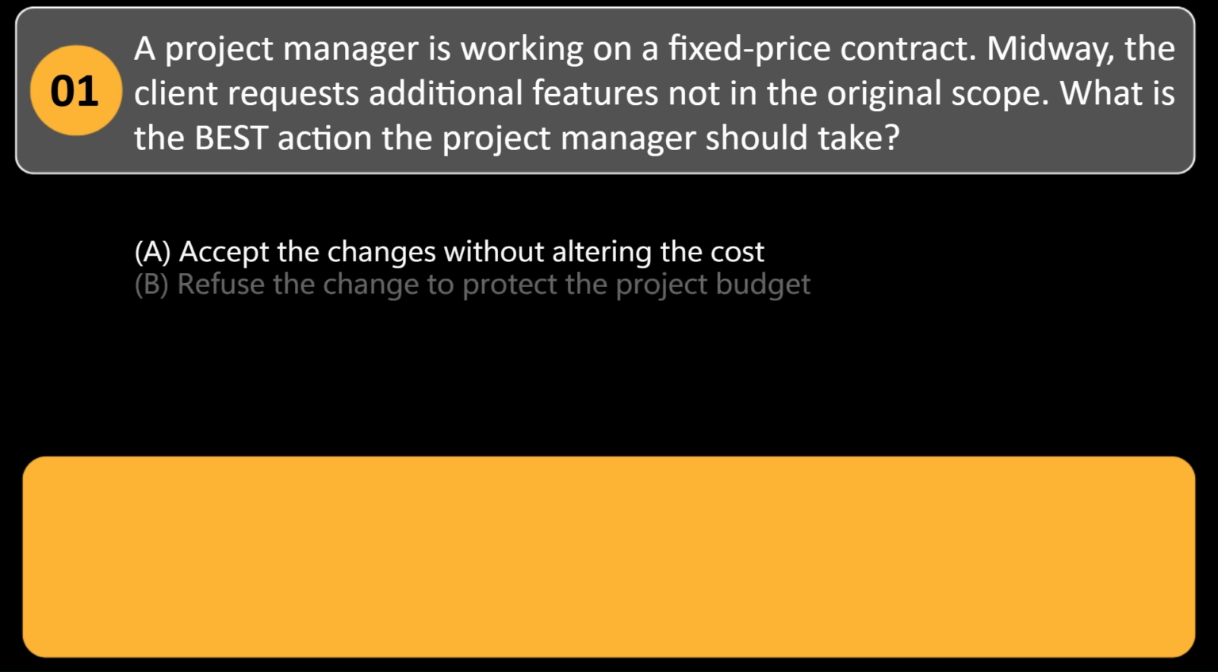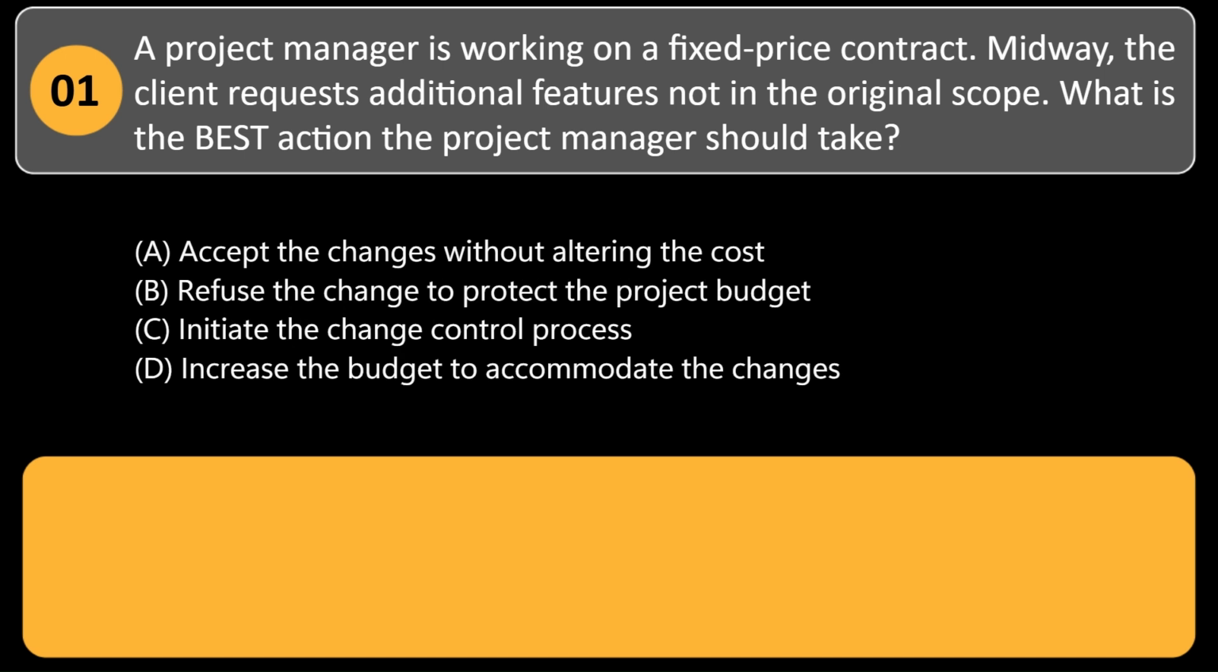A project manager is working on a fixed-price contract. Midway, the client requests additional features not in the original scope. What is the best action the project manager should take?